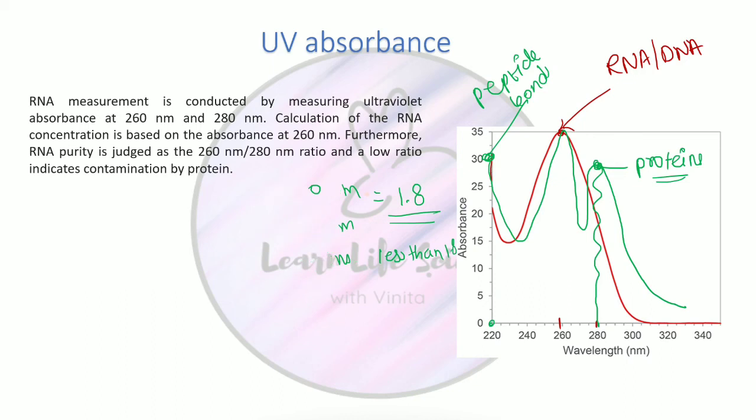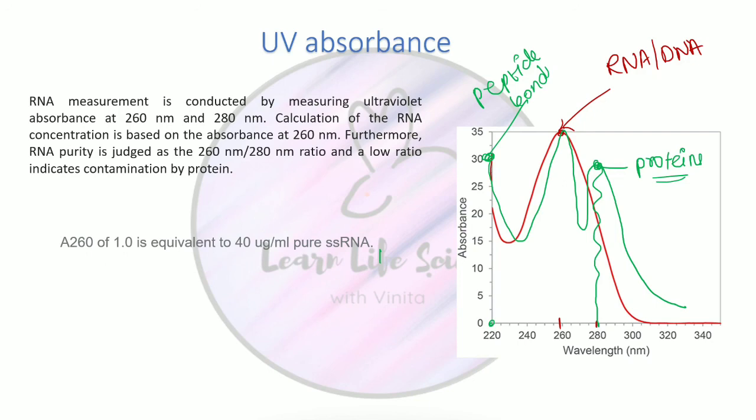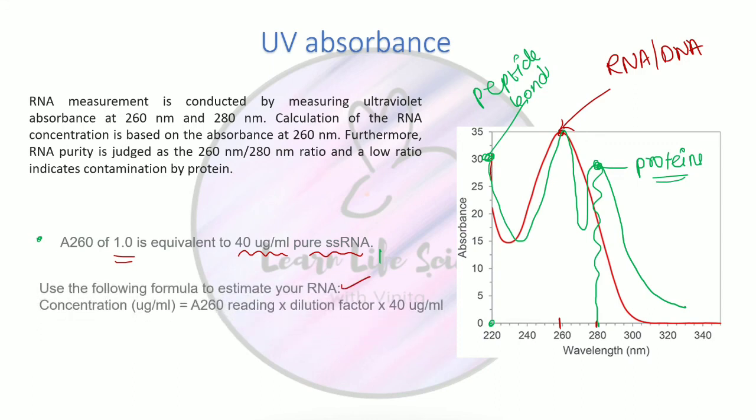Also, there is one specific formula for calculation of RNA concentration. The standard mentioned here is an absorbance at 260 nm of 1. If you get a reading of 1 by taking absorbance at 260 nm, it means that the sample concentration is equivalent to 40 microgram per ml. This is a standard value which is given for pure single-stranded RNA. So by taking this value in mind, we can calculate the concentration of RNA.